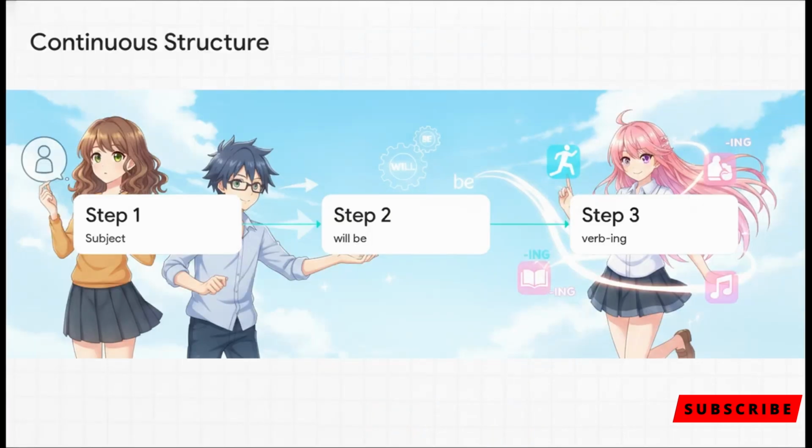The logic of the formula here actually makes a ton of sense when you break it down. We still start with step 1, the subject, but for step 2, will simply becomes will be. And for step 3, we take our verb and stick an ing onto the end. That be plus the ing is exactly what creates that distinct feeling of continuous ongoing action.